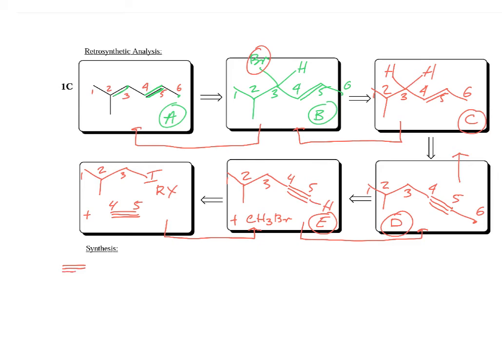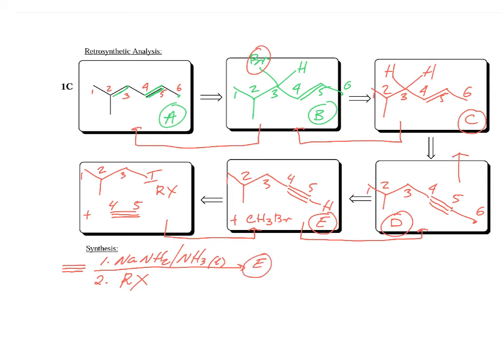treatment of acetylene with a strong base, sodium amide, in liquid ammonia, which will form the acetylide ion in situ, and that intermediate will then be treated with an alkyl halide, and addition of the alkyl halide will allow us to extend the chain, giving us precursor E.